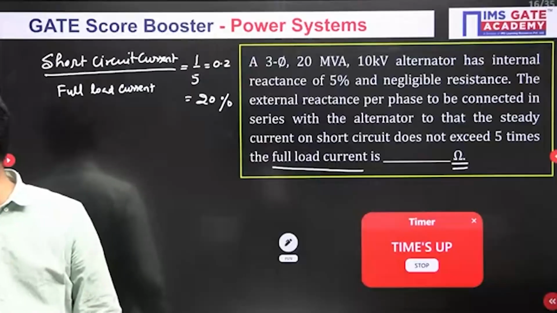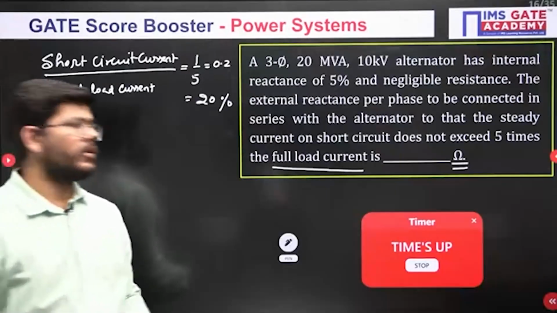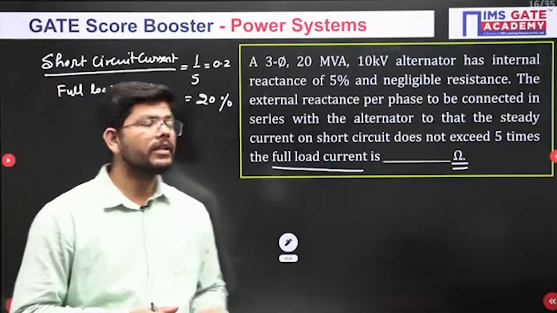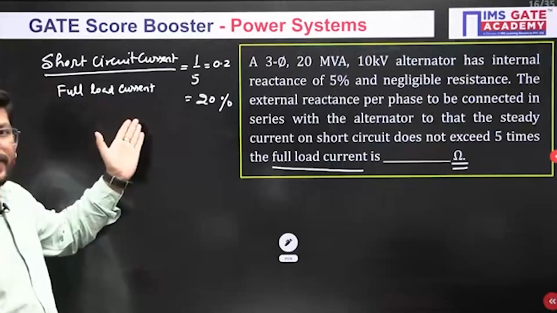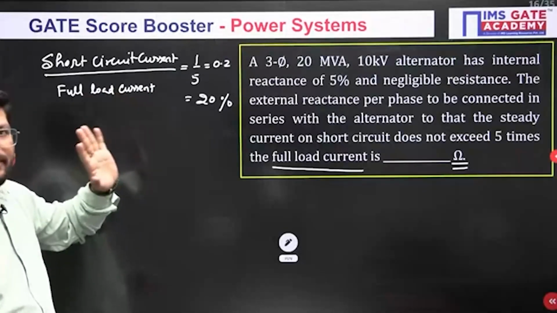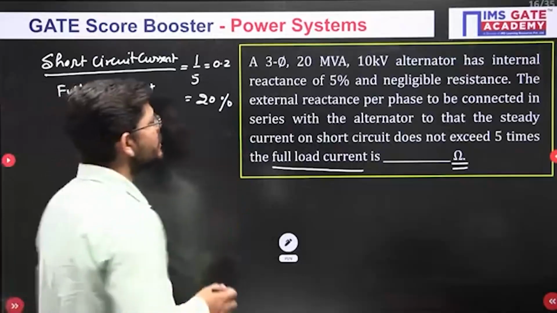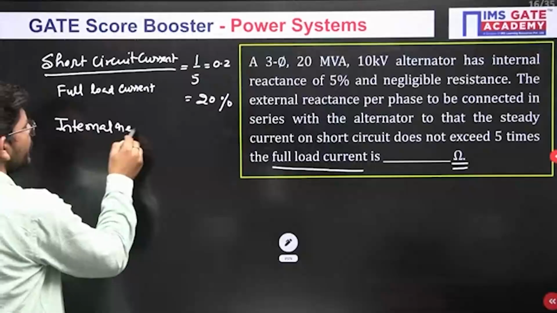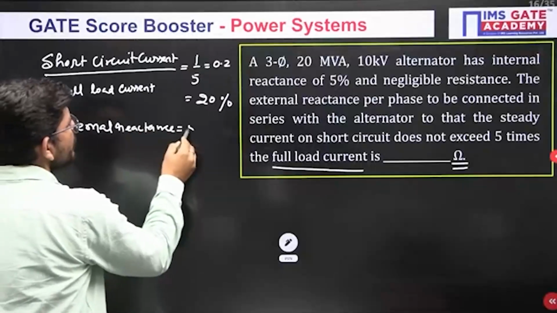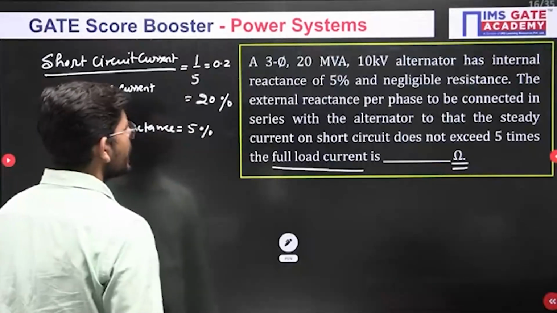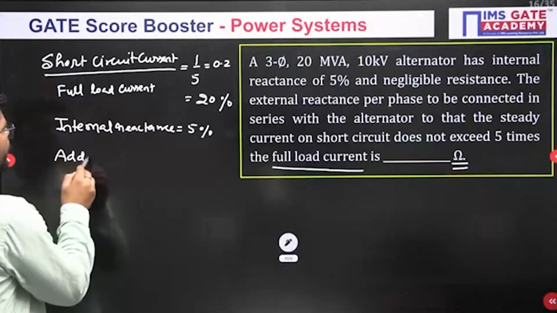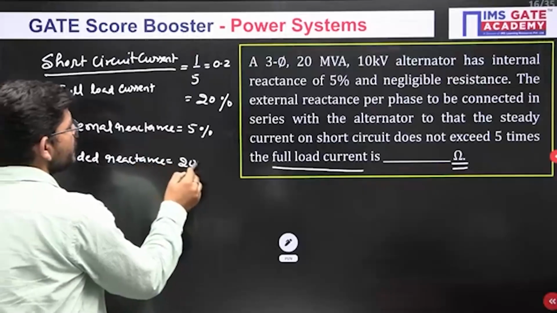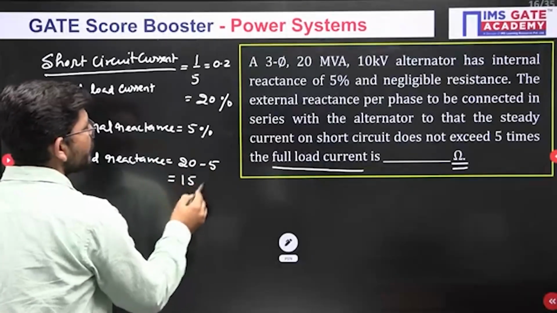Anybody who is getting the answer? Okay, so just see, when you are adding an external reactance, then something like this is happening. So when you have added the reactance, this is what is happening here. Now internal reactance is how much? Internal reactance is 5%. Sorry, reactance, not resistance. Okay, so added reactance will be 20% minus 5%, that is 15%.